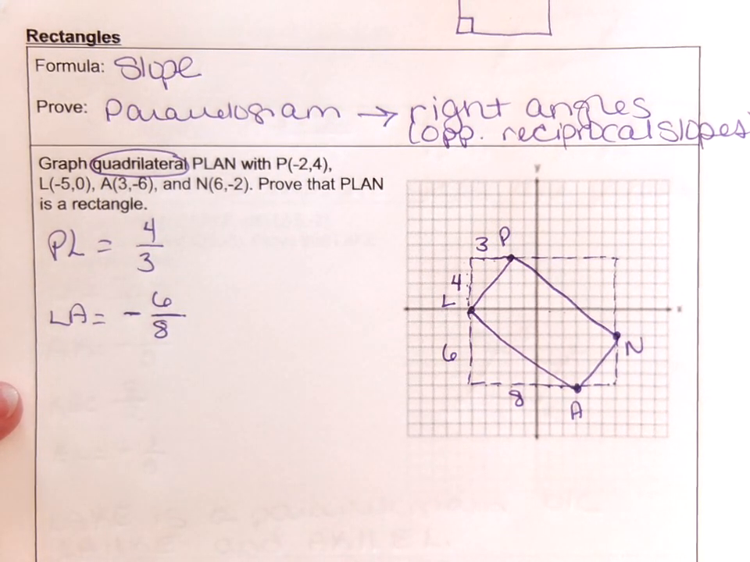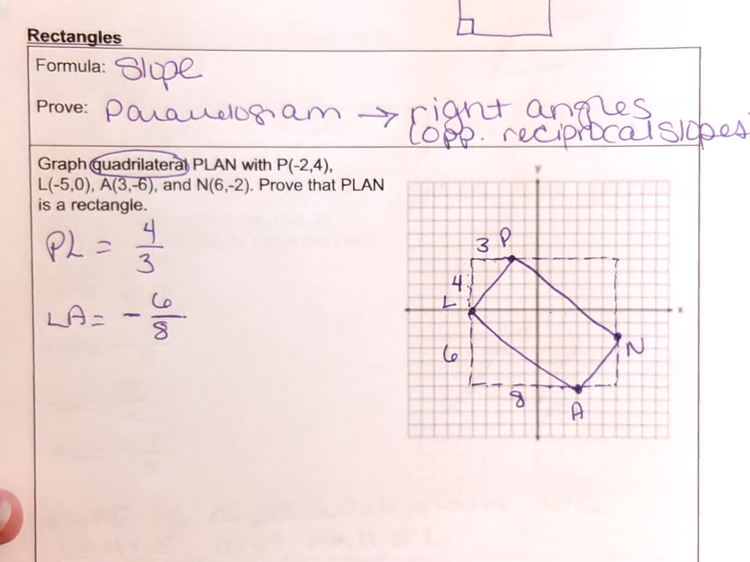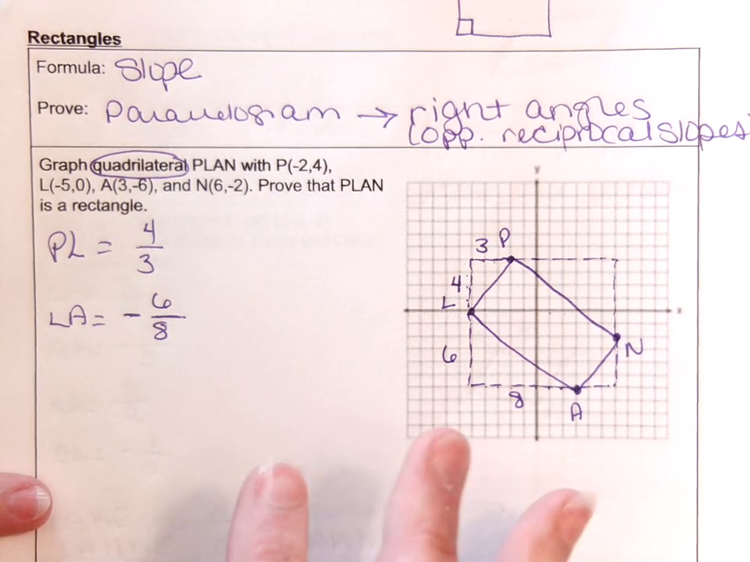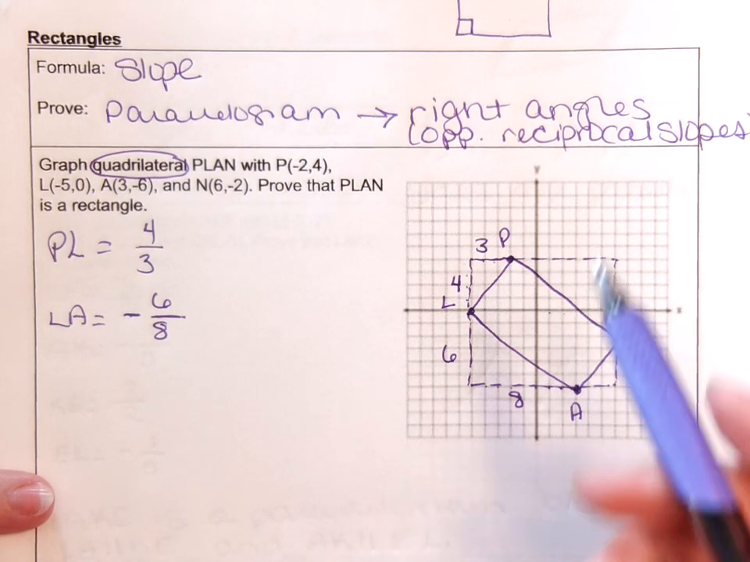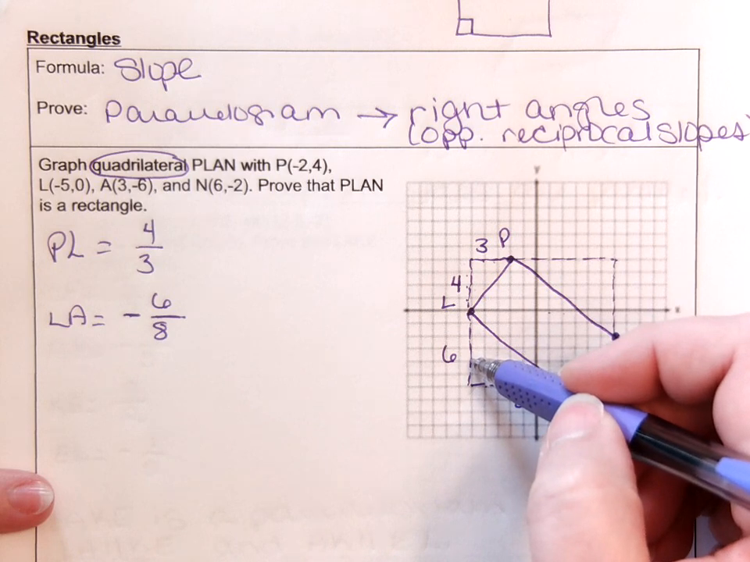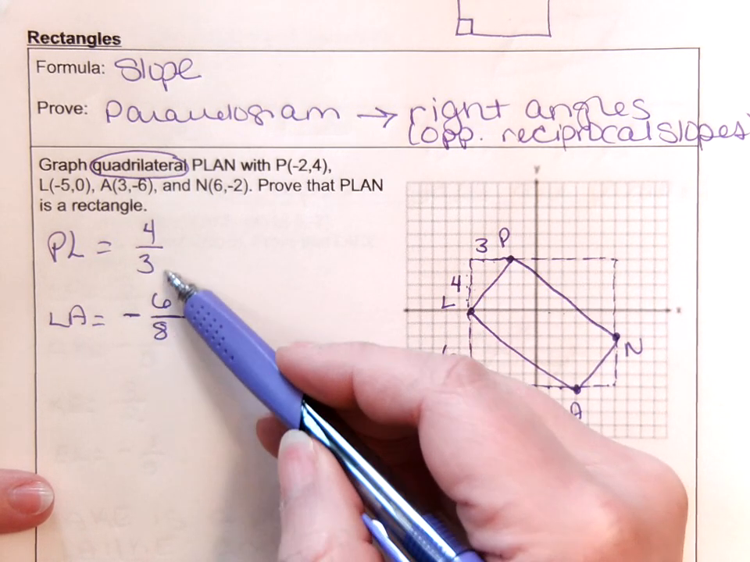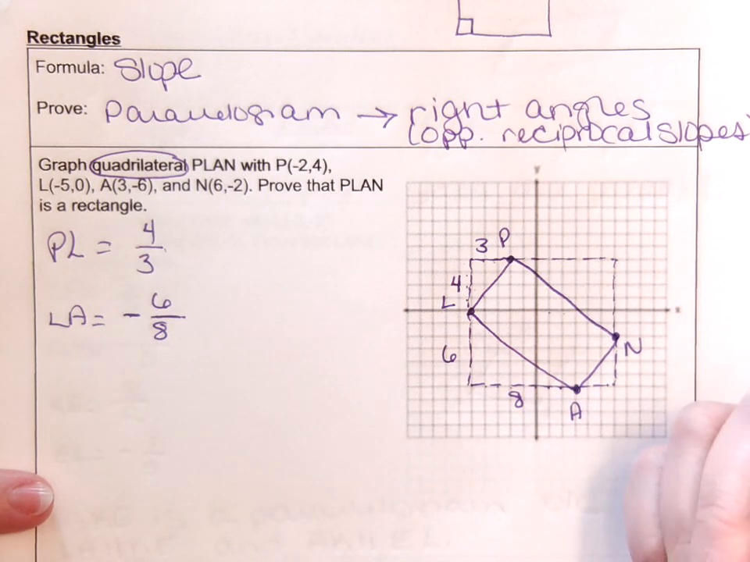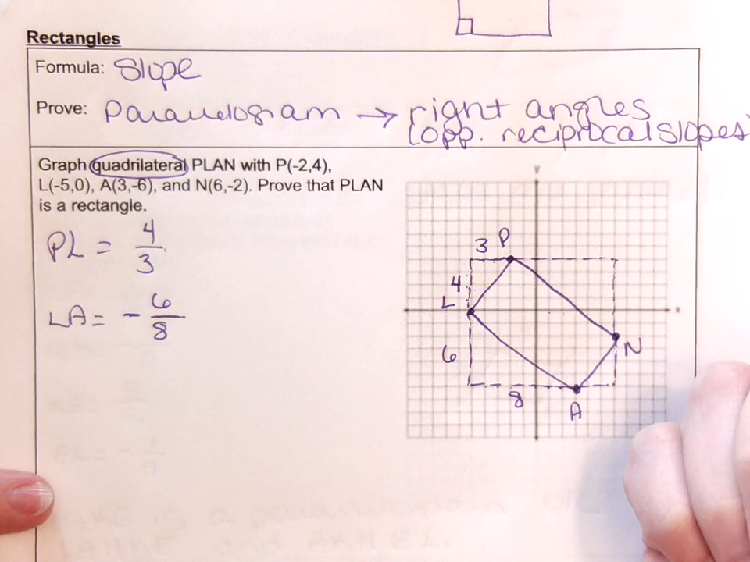So when we have a slope like -6/8, and we need to do this double proof: A, we have to prove it's a parallelogram, and B, we have to prove we have opposite reciprocals. Now, these two slopes are going to need to be opposite reciprocals. Well, I see that one's positive and one's negative, but those numbers don't match up. So I need to make sure I simplify my fractions.